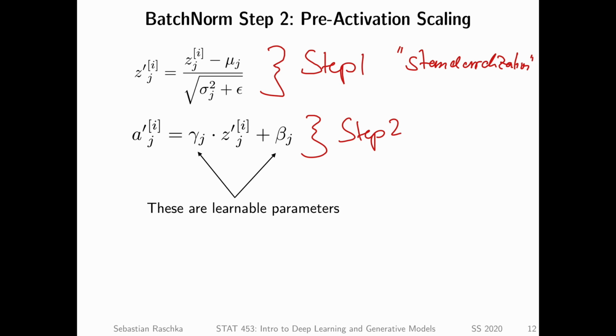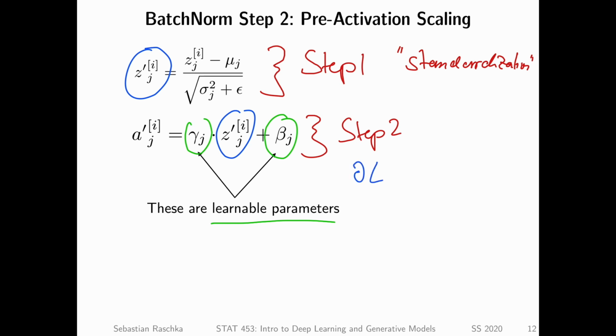This is where we introduce now 2 learnable parameters. So one parameter is gamma and one parameter is beta. And these parameters scale our standardized net input. So here, this is our standardized net input, which you can find here again. We scale it by gamma, and then we add this beta parameter. And these parameters are learned by stochastic gradient descent. So we also learn them by computing the partial derivative of the loss function with respect to this gamma j here.